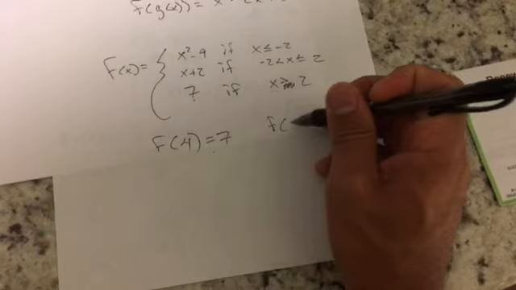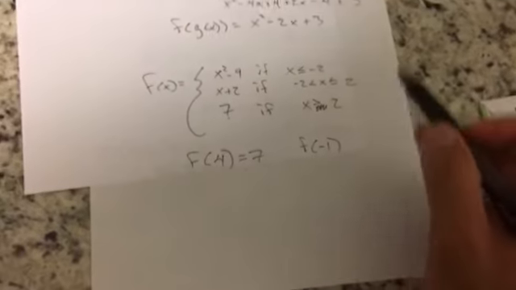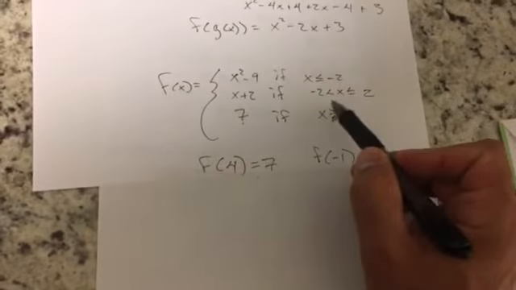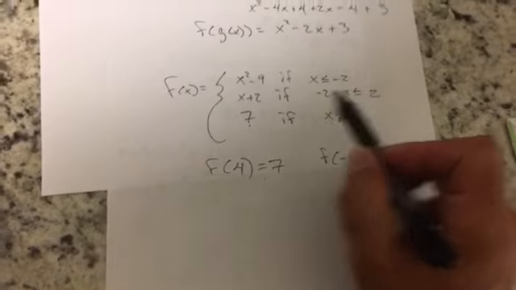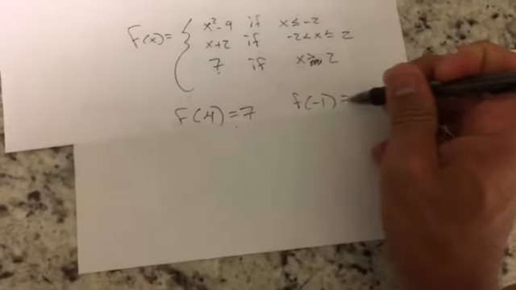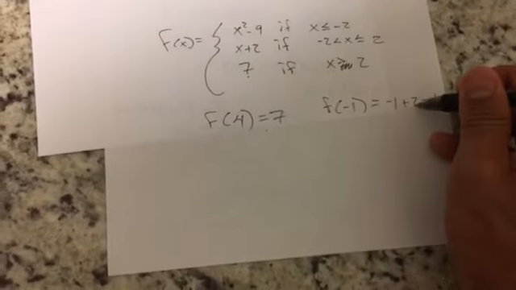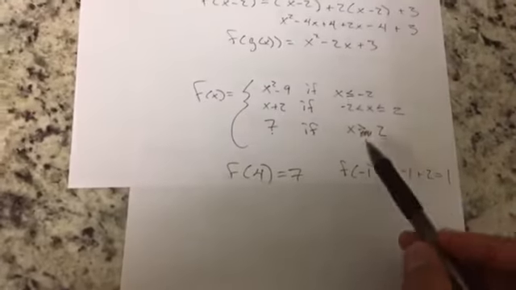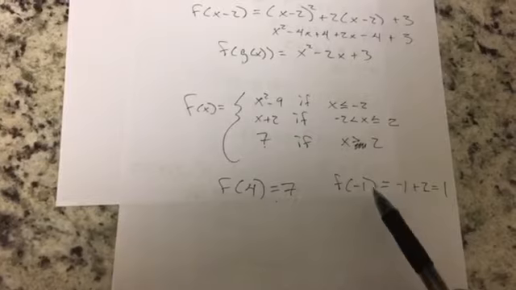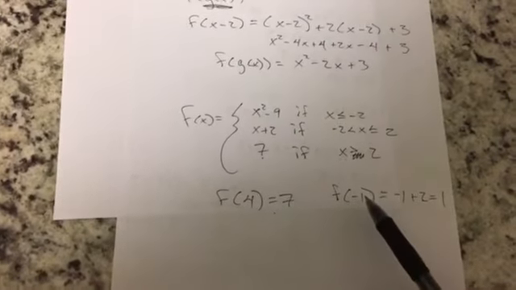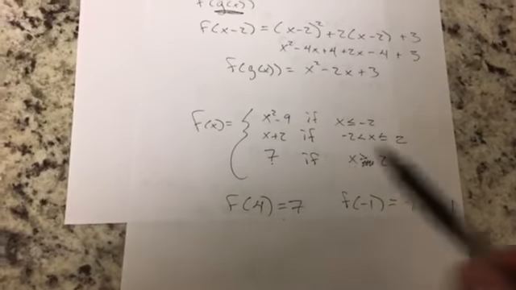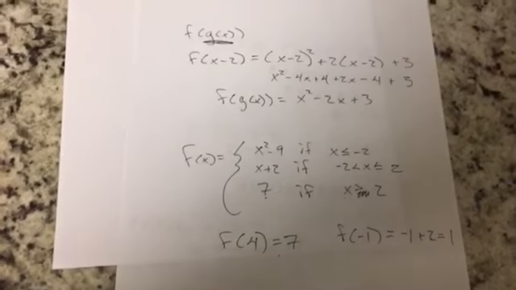If it tells me f of negative 1, I look where negative 1 lands. Negative 1 lands in here. So I plug it into the rule. -1 plus 2 equals 1. So I'm just going through the ifs and seeing where my x is located to see which rule to plug it into. And that's what we're going to be doing today.